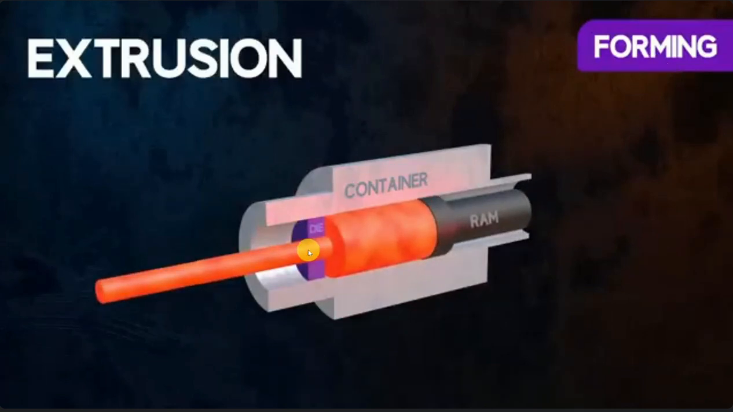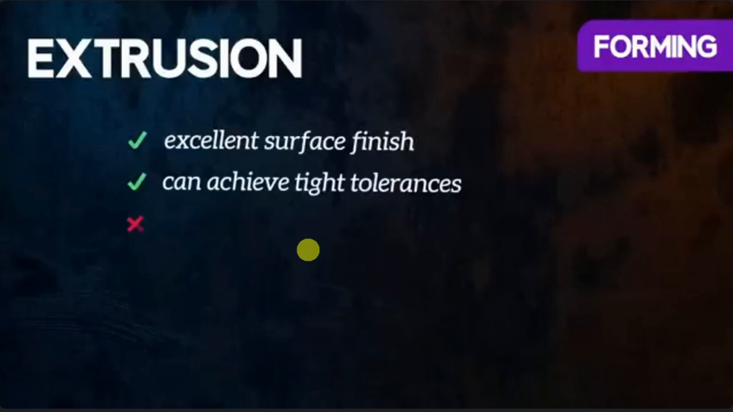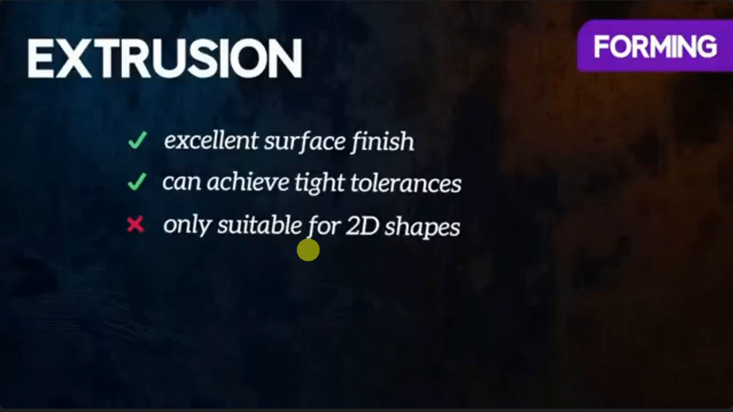With a constant cross section, extrusion provides an excellent surface finish and can achieve very tight tolerances, but it is only suitable for producing two-dimensional shapes.